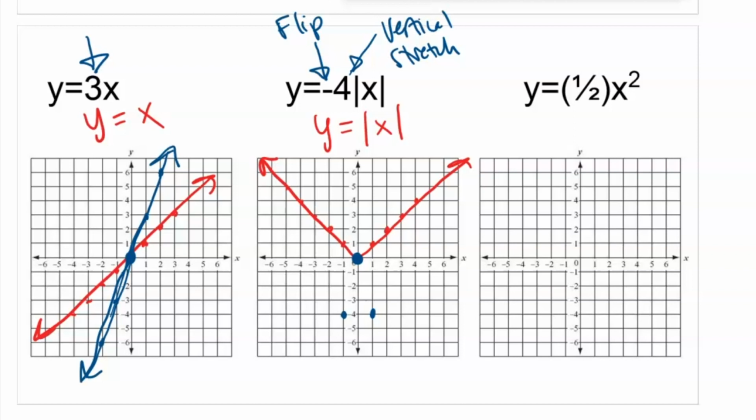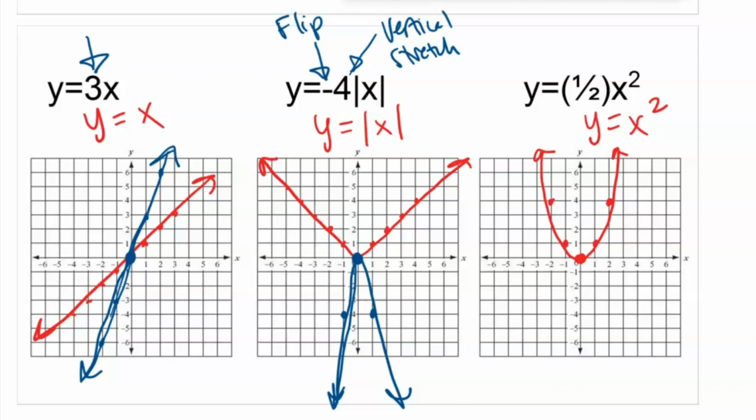And so this is going to be a skinny V like this. So usually if it's a higher number, the skinnier it's going to get. And then the last example, again, I'll start with the parent function, y equals x squared. So that starts at 0, 0. It goes over 1, up 1 on both sides, and then over 2, up 4 on both sides.